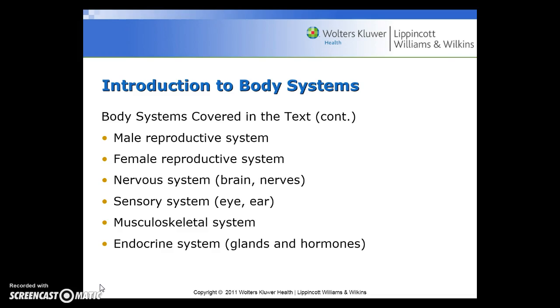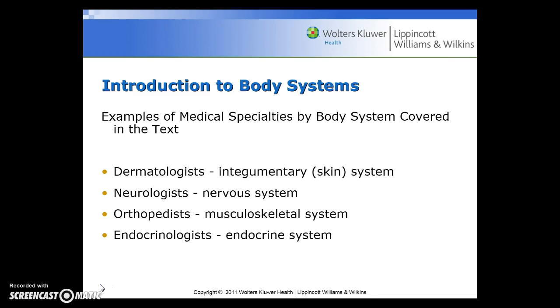And you're going to learn more about these medical specialties. Here we're going to talk about some of the medical specialties because many diseases involve primarily one system or one medical specialty may be a focus of a certain healthcare provider. So dermatologists study integumentary system or the skin, neurologists are specialists in the nervous system, orthopedists are specialists in the musculoskeletal system, endocrinologists are specialists in the endocrine system.